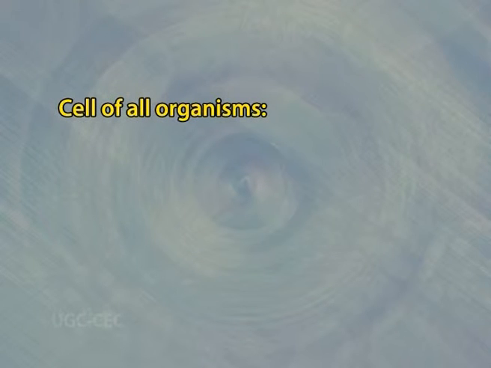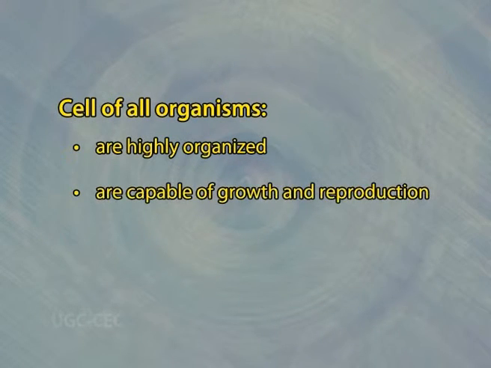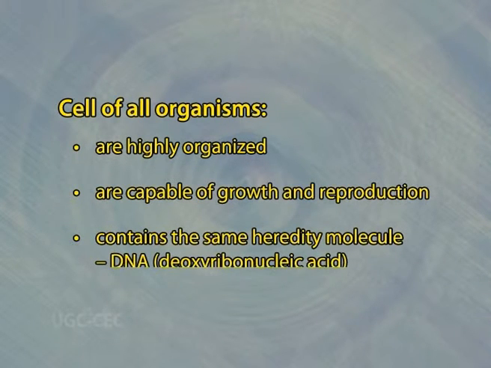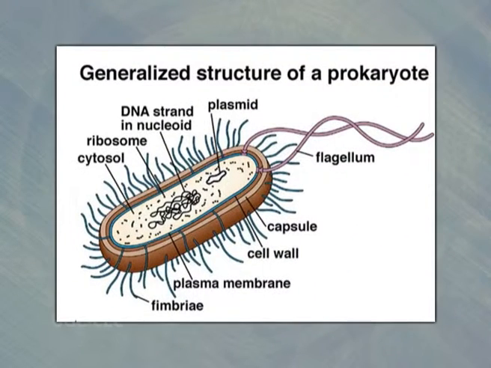Cells of all organisms are highly organized, capable of growth and reproduction, and contain the same hereditary molecule, that is DNA. Now the prokaryotic cell. The prokaryotic cell is more primitive and simple than the eukaryotic cell. It does not have membrane-bound compartments called organelles that serve specialized functions, as occurs in eukaryotic cells.